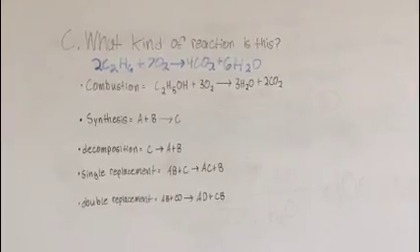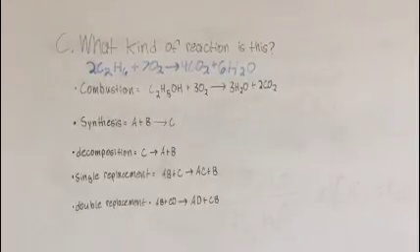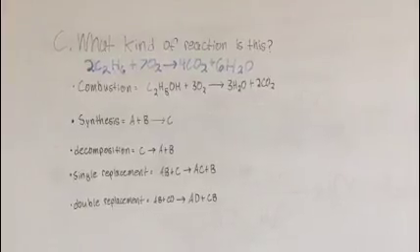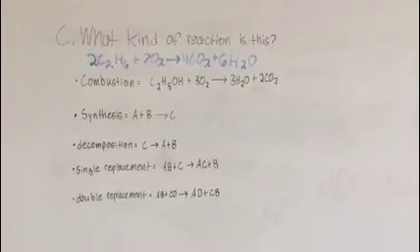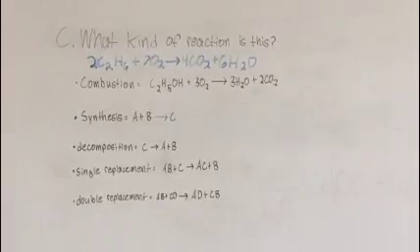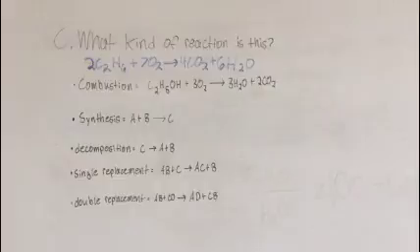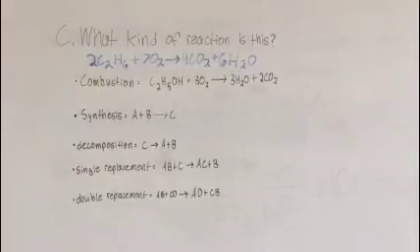So for part C, the question is, what kind of reaction is this? There are 5 types of reactions: combustion, synthesis, decomposition, single replacement, and double replacement. If we look at our original equation, we end up with CO2. And if you look at combustion, that also ends up with CO2. So therefore, it would be combustion.